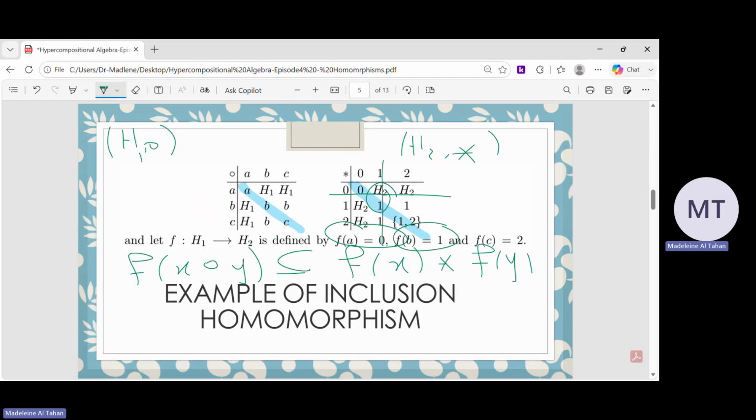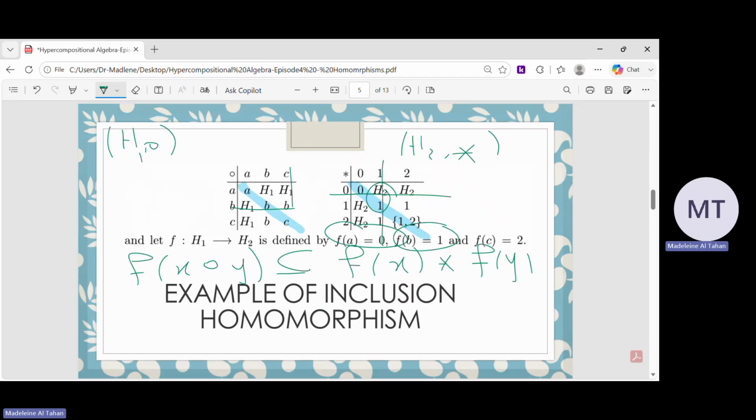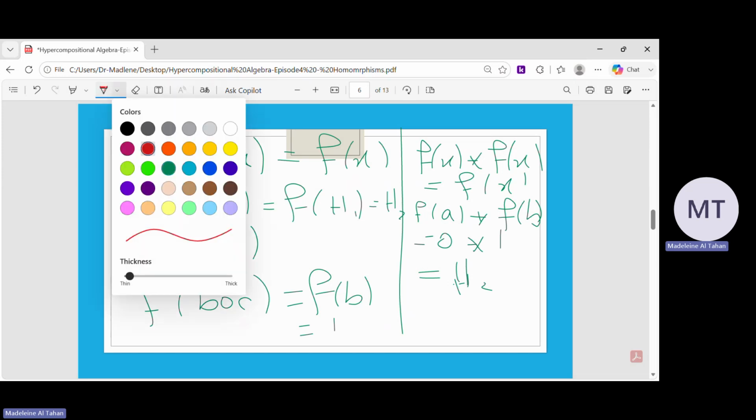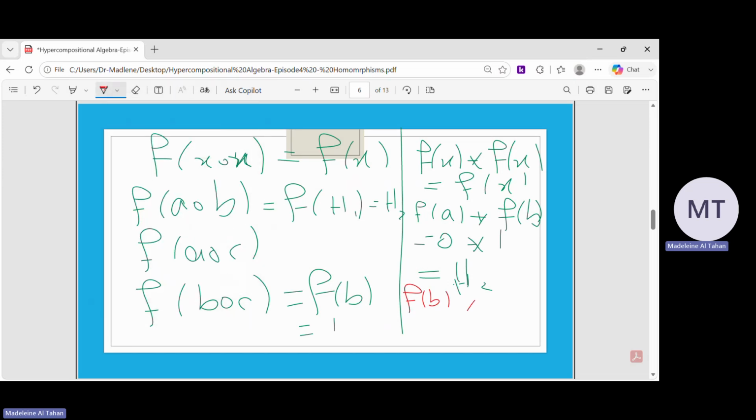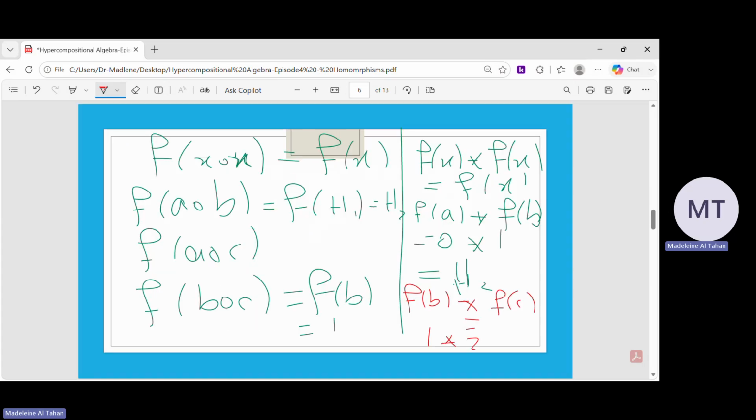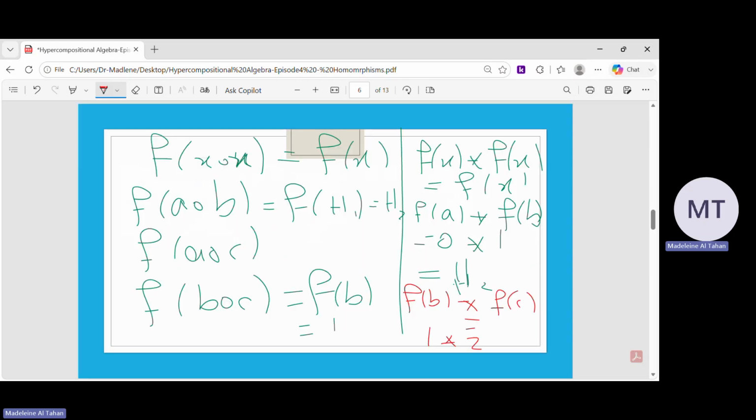Now, let's look at B round C. B round C is equal to B. So it is f of B. And f of B, it's defined as 1. Now we'll find, using another color, f of B star f of C. f of B is given as 1. f of C is given as 2. So 1 star 2. 1 star 2, if you look, also it's 1. So if you look here, the equality holds.